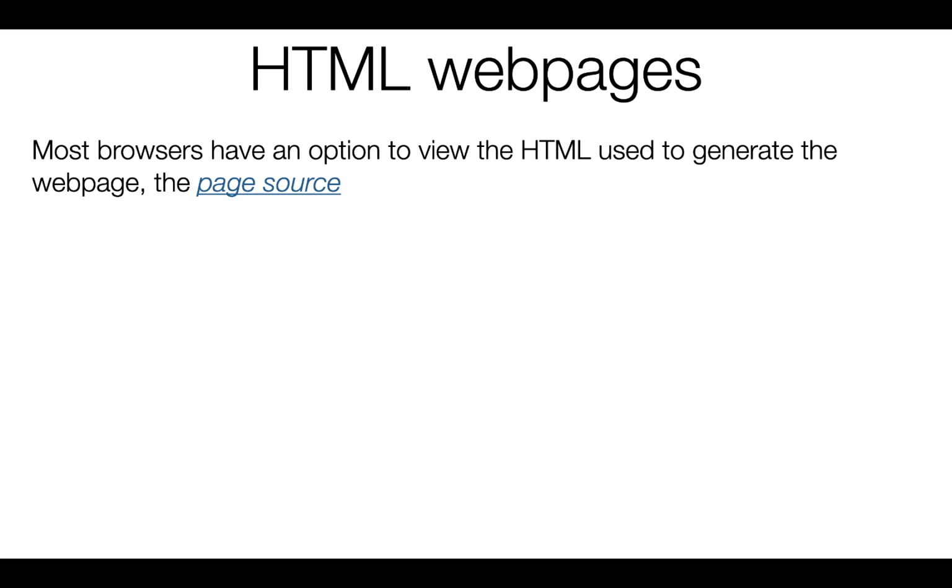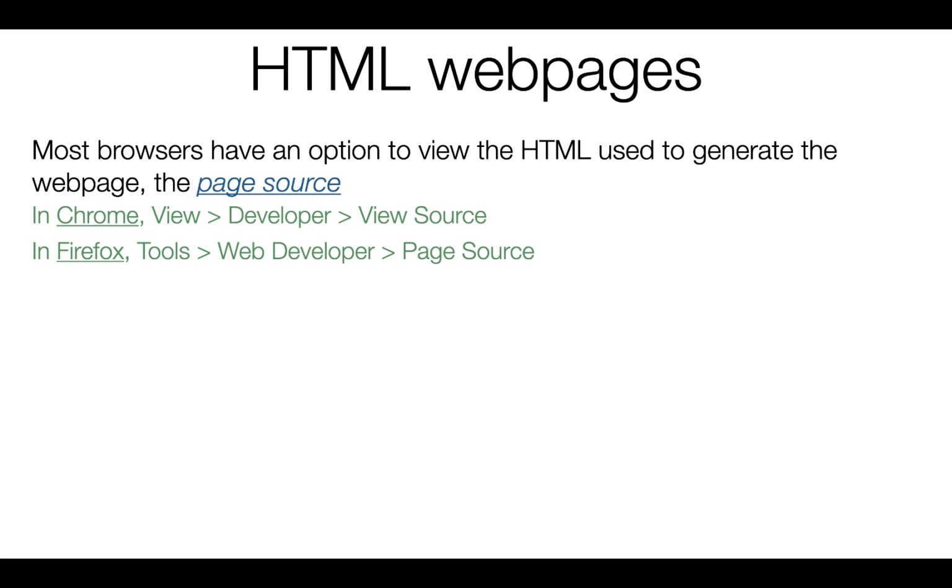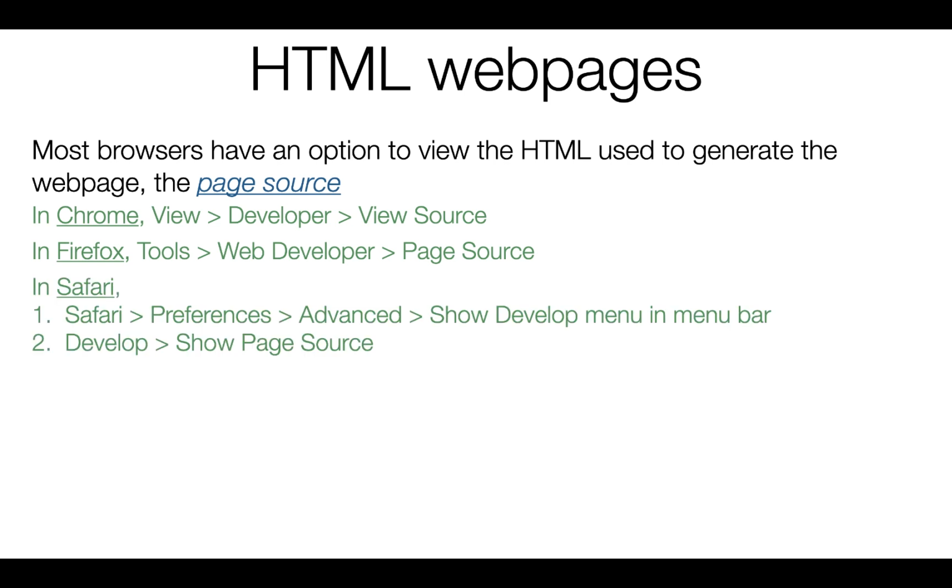That's called the page source. In Chrome, go to View, Developer, View Source. In Firefox, Tools, Web Developer, Page Source. And in Safari, you actually have to enable this. So Safari, Preferences, Advanced, Show Develop menu in the menu bar, and then just go to the new Develop menu and show page source that way.